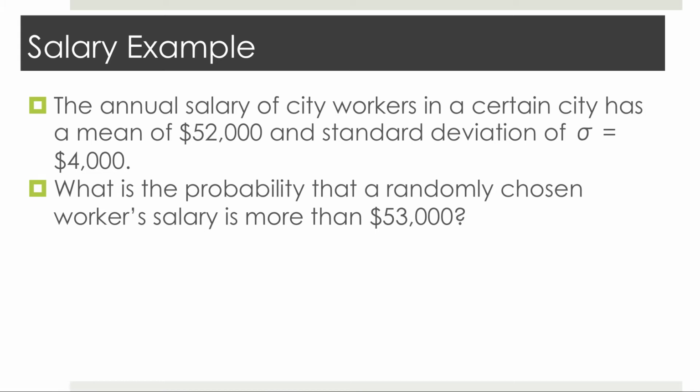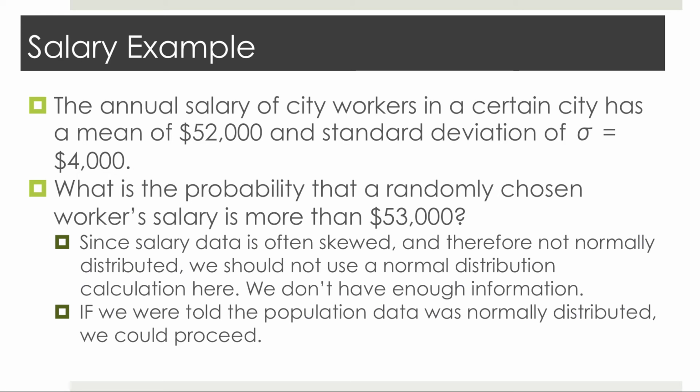And unfortunately, we don't know for sure whether or not the population data are normally distributed. In fact, salary data is often skewed, and therefore it's not normally distributed. And so we cannot use a normal distribution calculation here like we would normally assume we could. In fact, we can't assume it because we don't know enough about the population's distribution. So for this question, we don't have enough information. If we were, on the other hand, told the population data were normally distributed, then we could proceed.